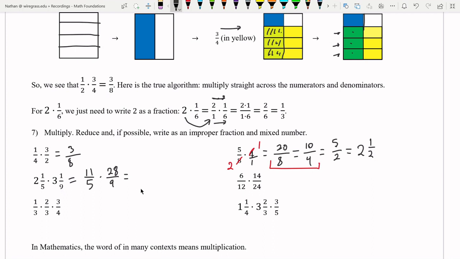11 times 28. I'm going to do this on a calculator because it's probably not too hard to do in the head, but let's just do it like this. 5 times 9 is 45. And 45 can go into 308. I'm just going to do that like a calculator, 6 times evenly. 6 times 45 is 270. So 308 minus 270 is 38.